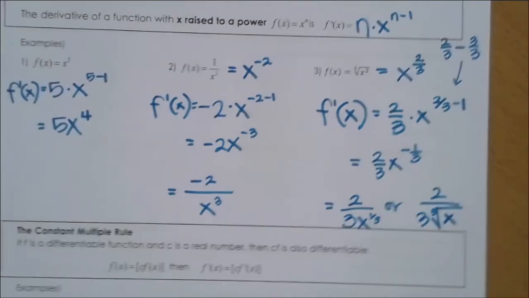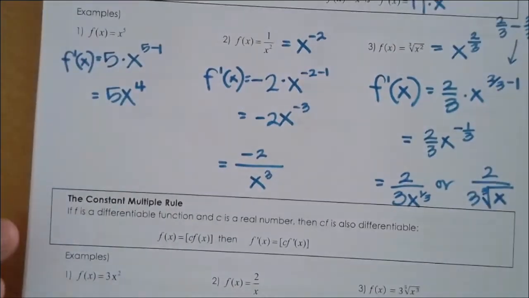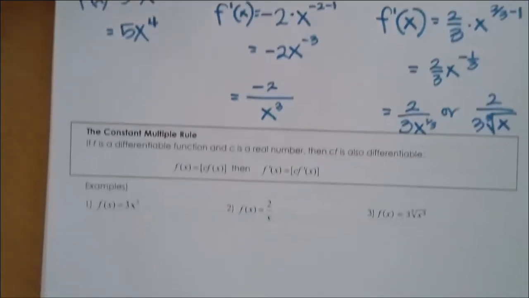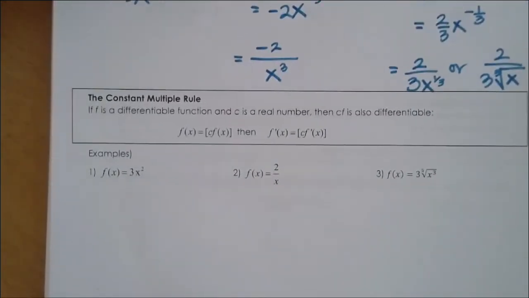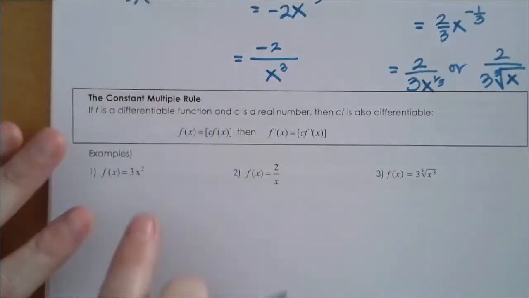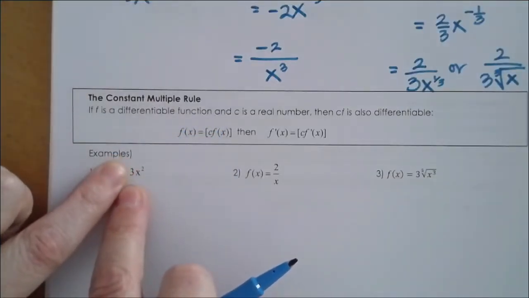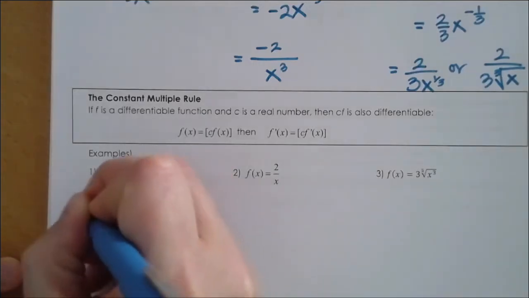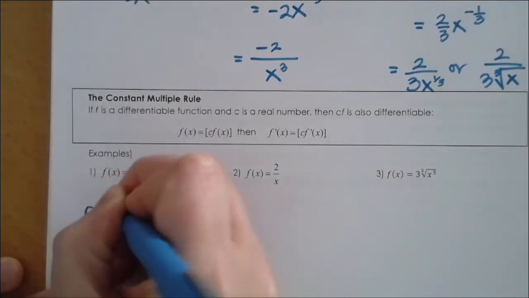Now our constant multiple rule is next. If f is a differentiable function and c is a real number, then cf is also differentiable. Okay, so this is just multiplying. We have a constant in front. All of these were just x's that we dealt with up above. This one has a coefficient in the front, so it's going to follow the same rule. We just have a 3 that we have to deal with first.